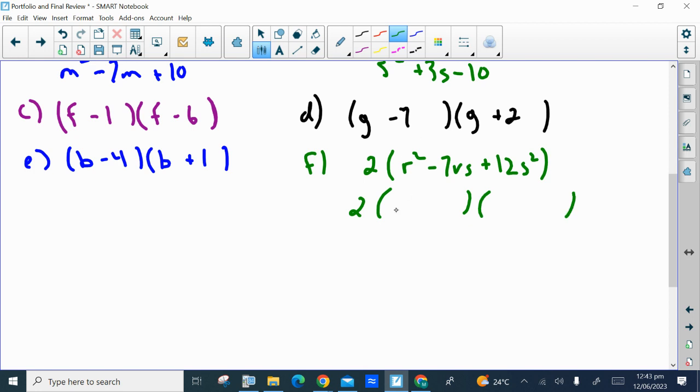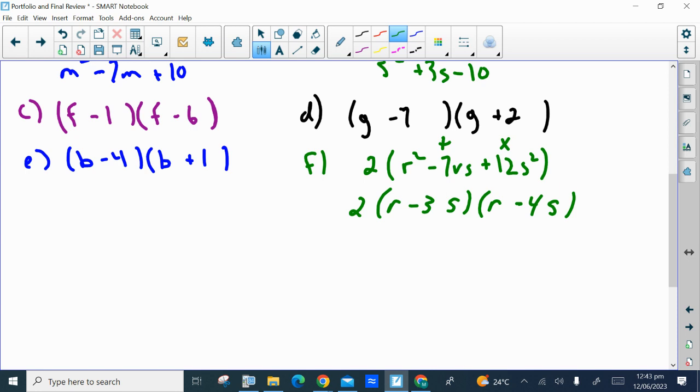Because the front terms multiply to get r squared, you need an r and an r. The last terms have to multiply to get 12s squared. So that means that those last terms both have to have an s, which is where the s squared will come from. And to find out what the numbers are, we want to find two numbers that multiply to get 12, add to get negative 7. Negative 3 and negative 4 will work. You can have the negative 4 in the first bracket, the negative 3 in the second, it doesn't matter. But those are the factors.